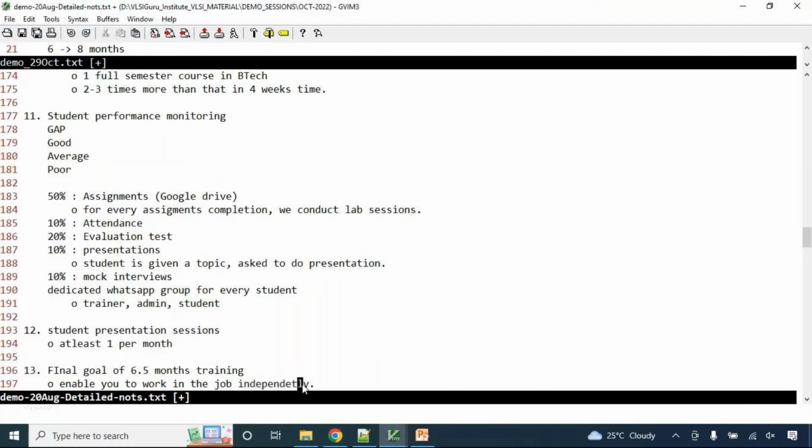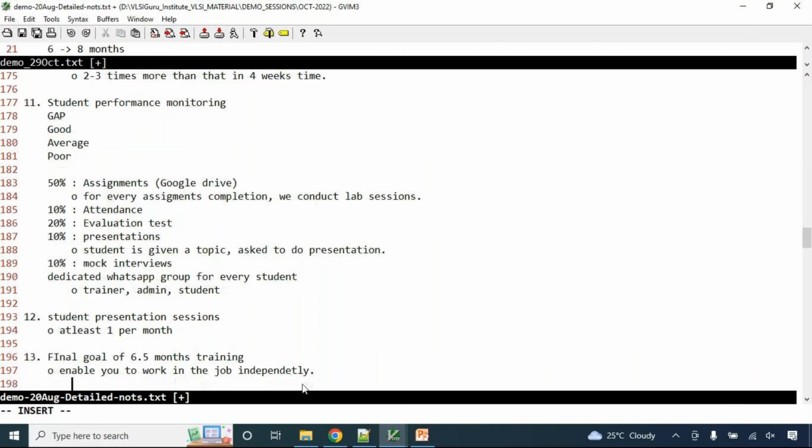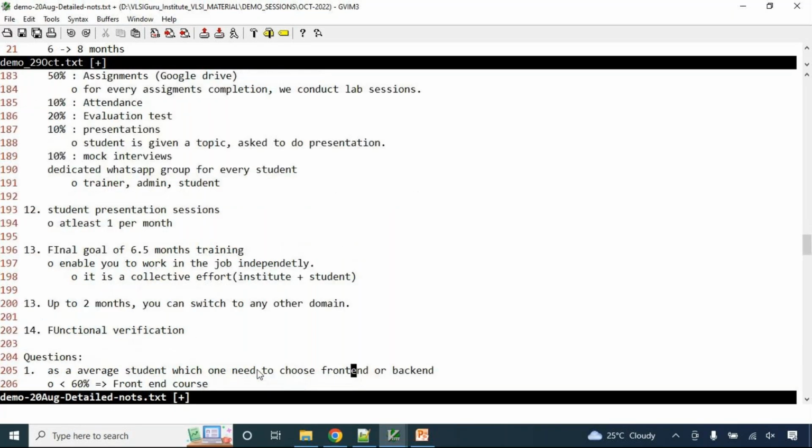Now, it's not going to be only the institute's effort, it is a collective effort, institute plus student. The institute alone cannot do it, the student alone cannot do it. It's a collective effort which will make you reach that stage. So I'm done with what I wanted to explain. Now, if anyone has questions, we can take up those questions.